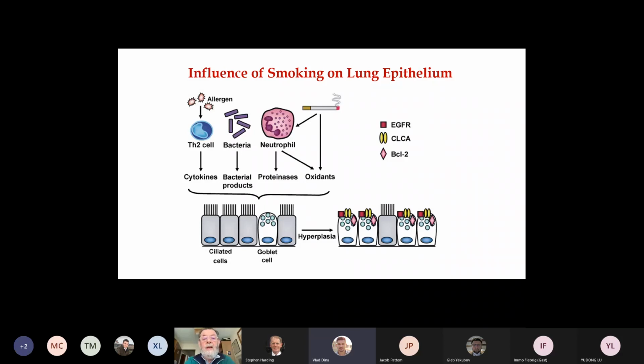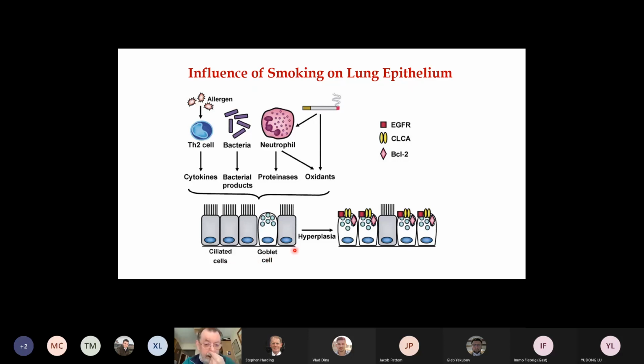And finally, to go on to smoking, as you would expect, smoking generates a host of different chemical molecules that interact with a whole range of different intermediates on the surface of the lung. The point that I want to pick up is at the bottom. If you look on the left-hand side at the bottom, you can see the ciliated cells and one goblet cell.